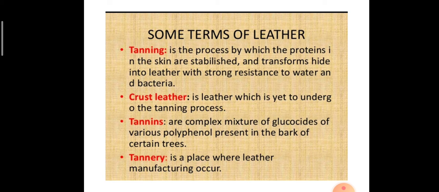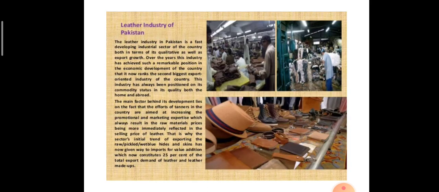Having found tanning a good method of making skin of animals very useful, man soon found many uses from that. And the next one is tannery. Tannery is a place where leather manufacturing occurs. Tanneries, that is leather industries, are places where leather manufacturing occurs.